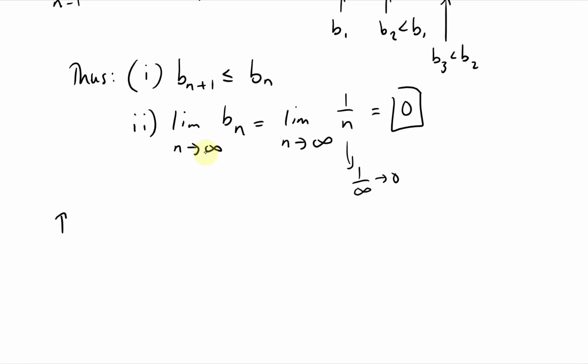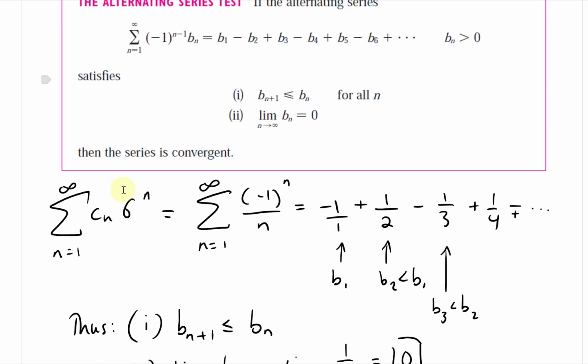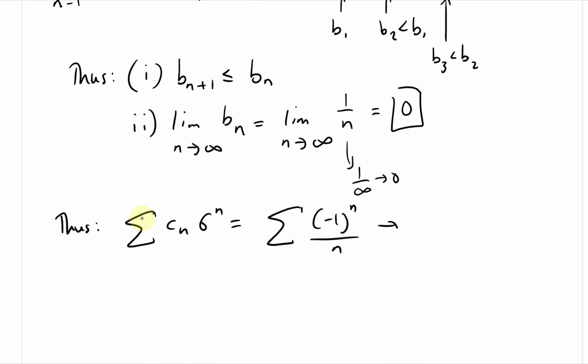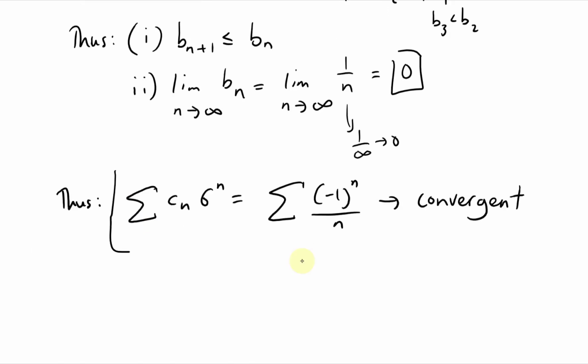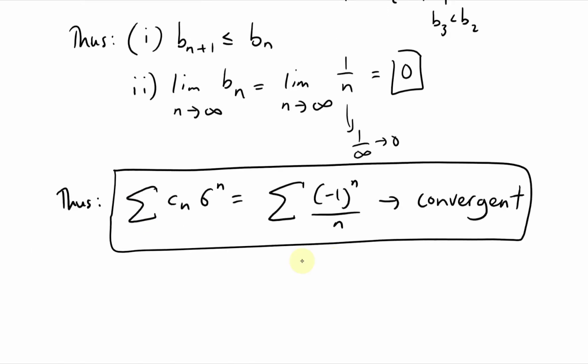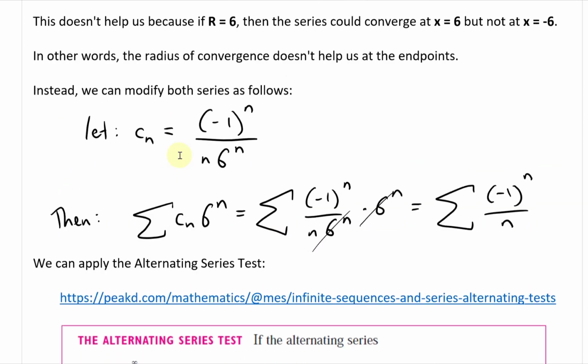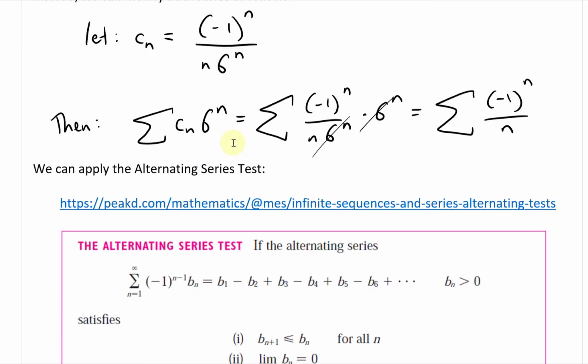Or actually, just write instead: thus the summation of C_n times 6^n equals the summation of (negative 1)^n over n. This converges. So this part right here is convergent by the alternating series test. Let's just box this in. So that is convergent. Just to confirm, this is just the solution manual. They do something like this. So you have this one here, and then that converges.